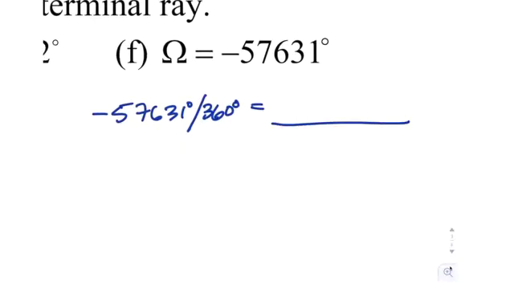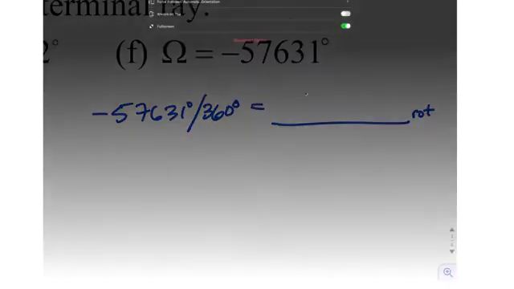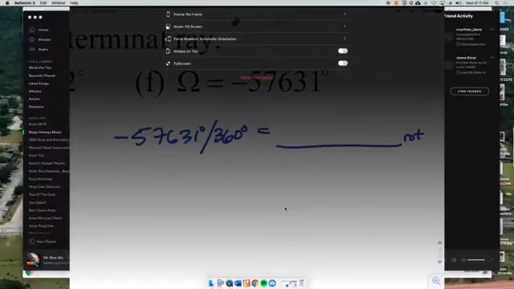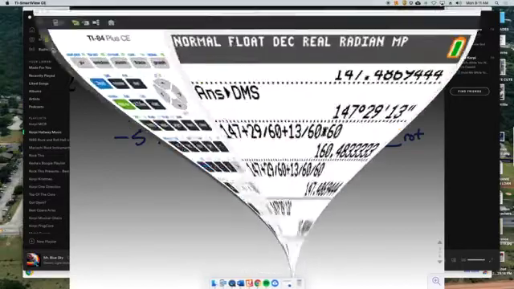But what are the units? That should give us rotations, yes? Yes, because one rotation is 360. Now, if it's negative, make sure you include the negative symbol. Otherwise, you're going to get messed up, okay? And I don't want you to get messed up. So let's do it together.